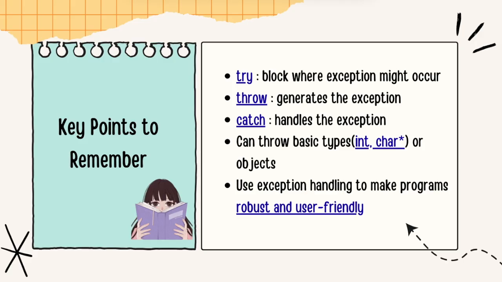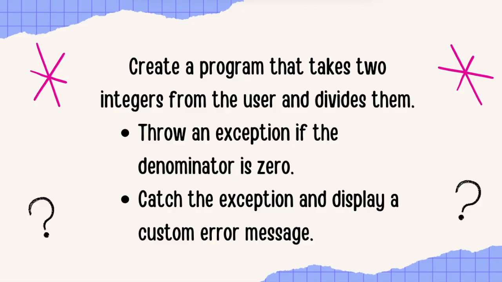Please remember these key points and then solve this challenge. Create a program that takes two integers from the user and divides them. Throw an exception if the denominator is 0. Catch the exception and display a custom error message.